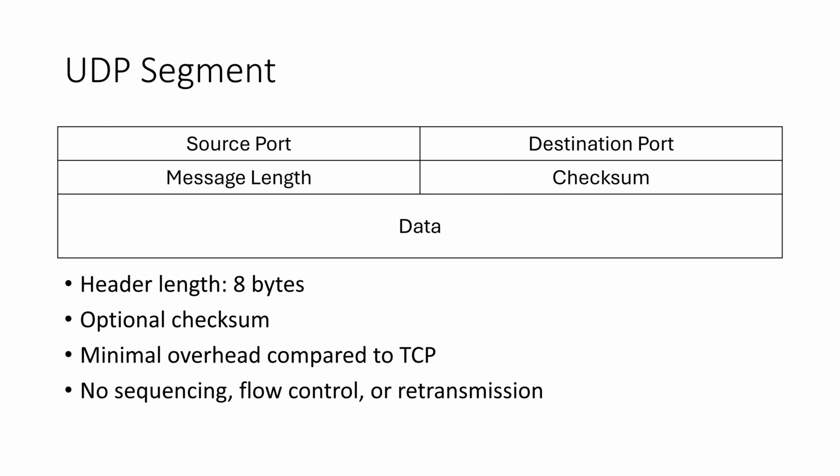However, UDP does offer an optional checksum to detect errors in the header and data. If an application cares about reliability, it has to implement its own error management system. UDP is perfect for small, quick messages or applications where occasional packet loss is acceptable. Again, like video streaming or voice over IP or DNS lookups.